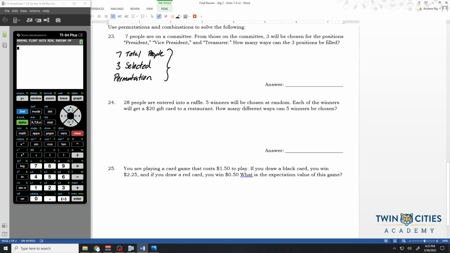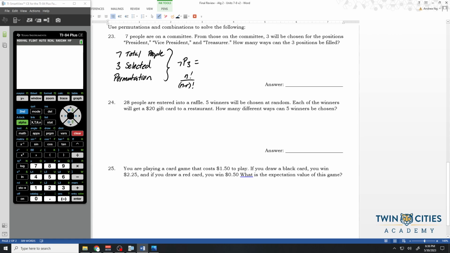Okay, so what does this tell me? This is going to be 7P3. We're assuming that you can't pick the same person for president and vice president. So this permutation is going to use n factorial over n minus r factorial.